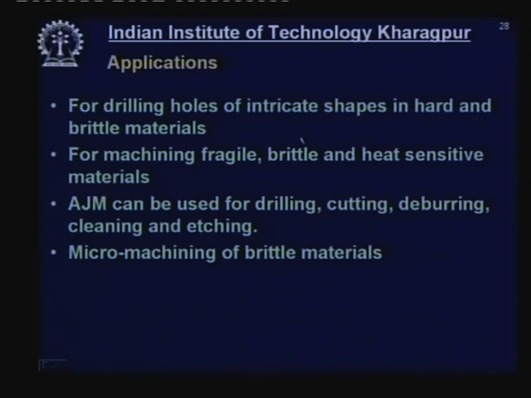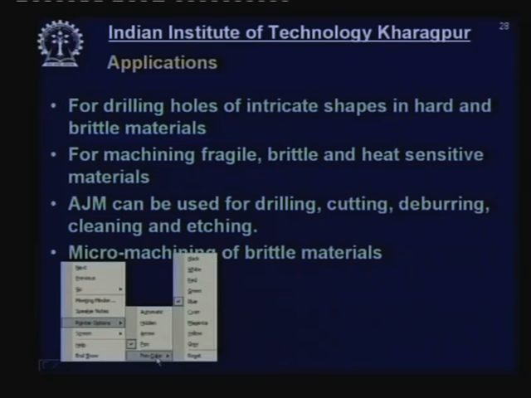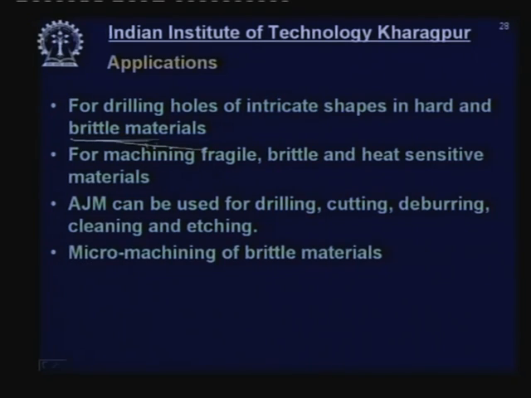Now, let us come to the applications of abrasive jet machining process. Already we have said that in abrasive jet machining, material is removed due to interaction of the high velocity abrasive particles with the material, and as it interacts, it creates small indentations or craters, formed because of the brittle fracture of the material. So, typically brittle materials are machined using abrasive jet machining, for drilling holes of intricate shapes, and because it is brittle material, quite often those materials are also hard.